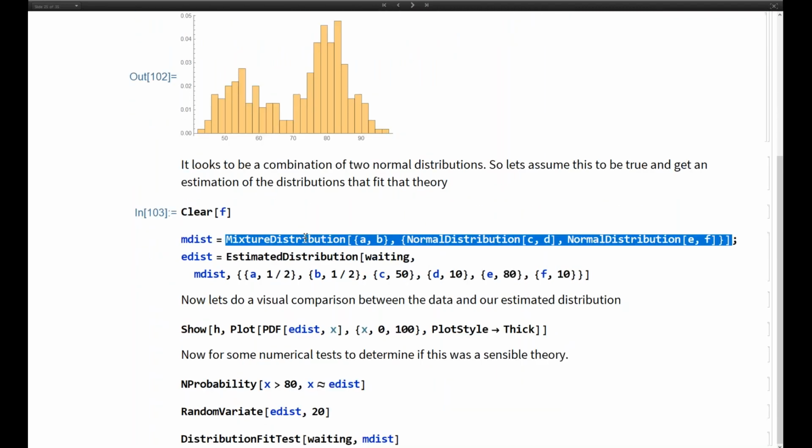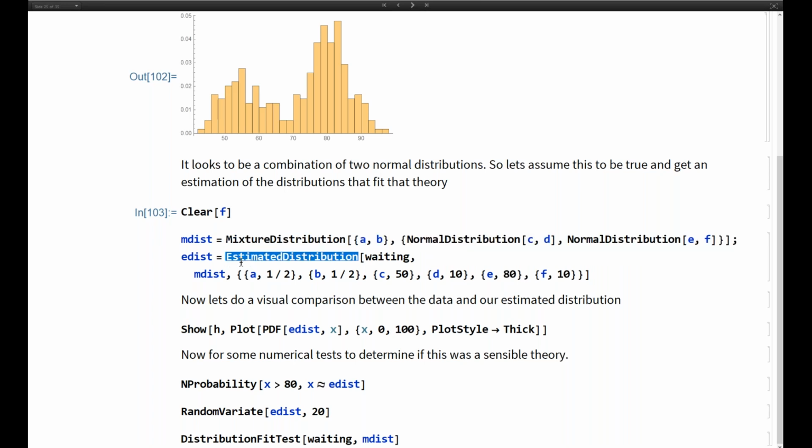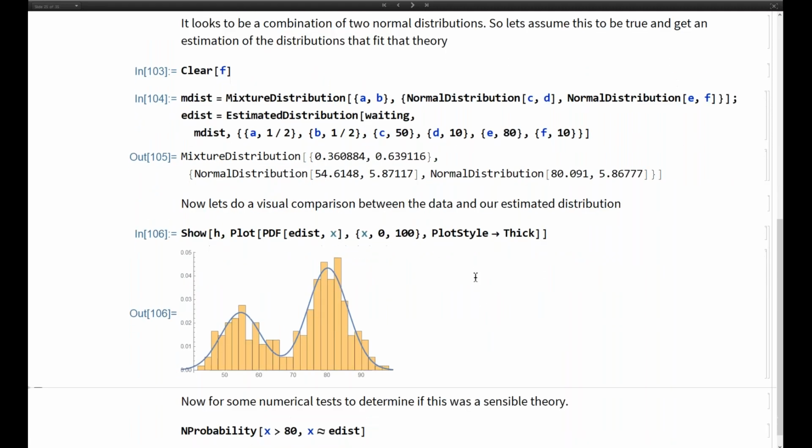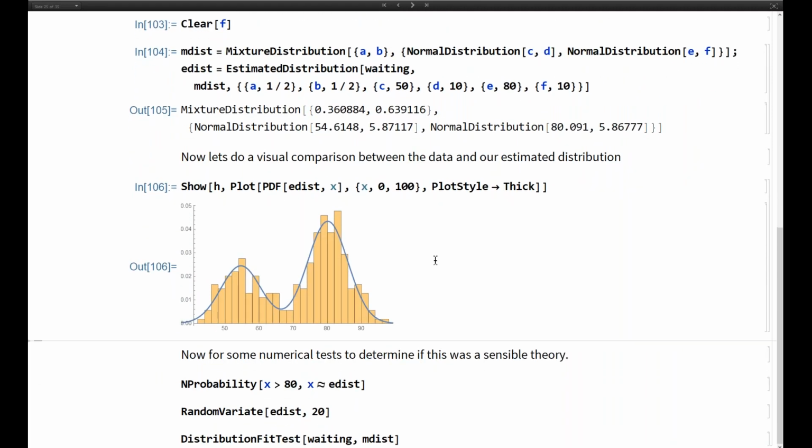Now that I'm assuming that to be true, I take a look at asking the system to find the parameters for that particular distribution such that it fits the data I have available. You'll now find that it's provided me all the different means and standard deviations for the two particular normal distributions that would then match that data set. So let's just check that according to the data. As you can see, it roughly does resemble the data.